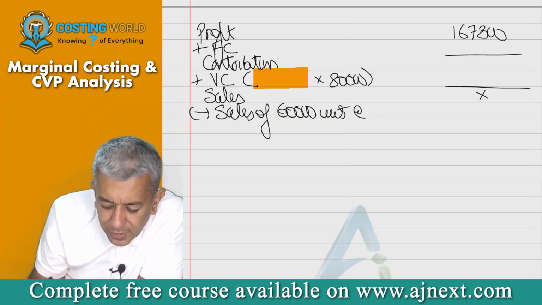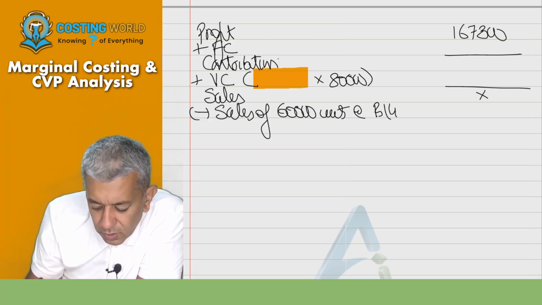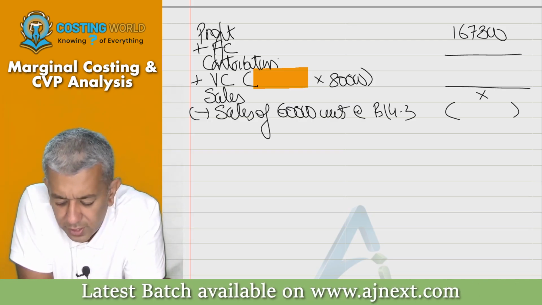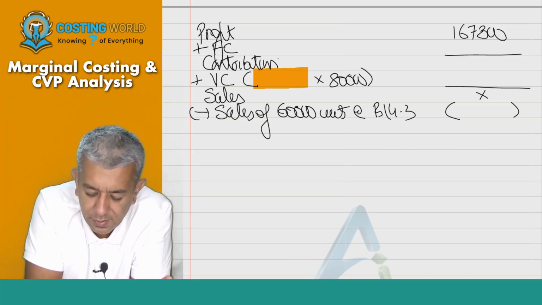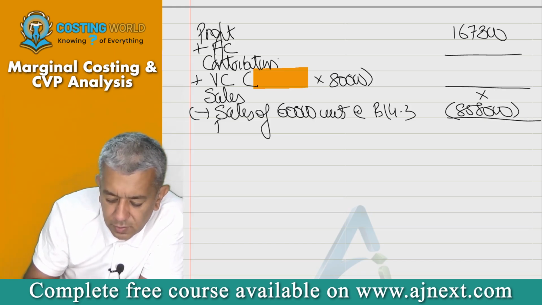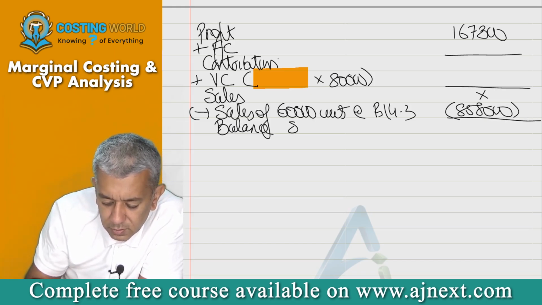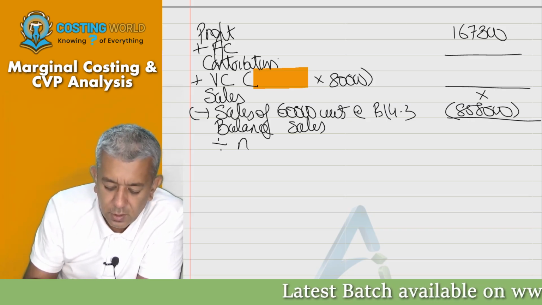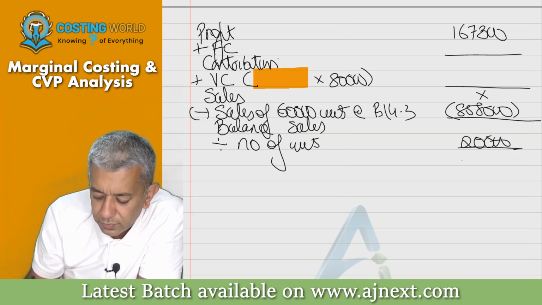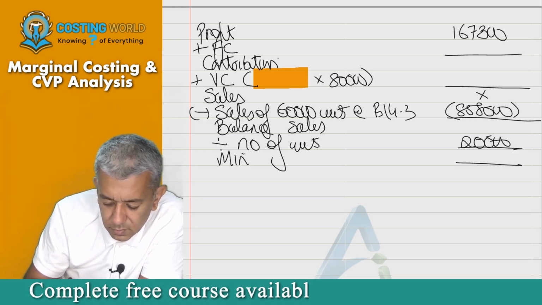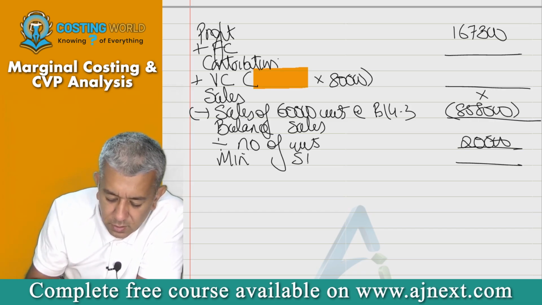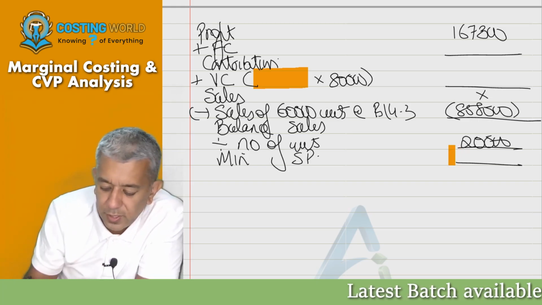60,000 units. At what price? 14.3. You can write down this answer in any case. Tell me this answer also and you will write it. 8,58,000. This will give you the balance sales. This sales you have to be earning from how many units here? 20,000. This will give you the minimum selling price. I want this particular answer.